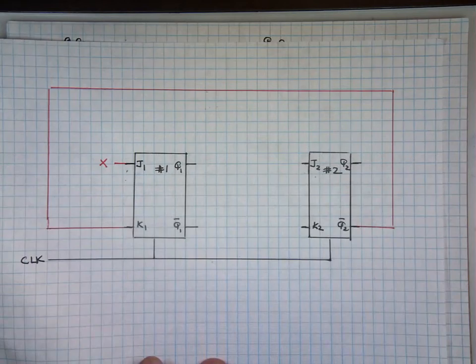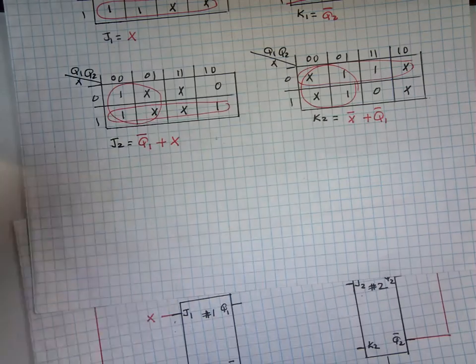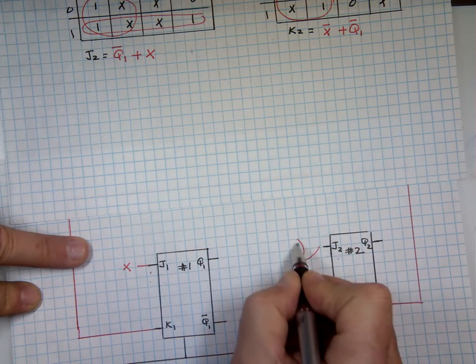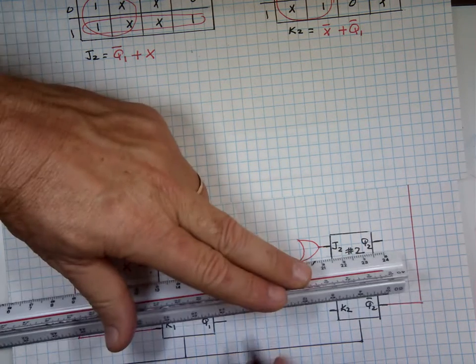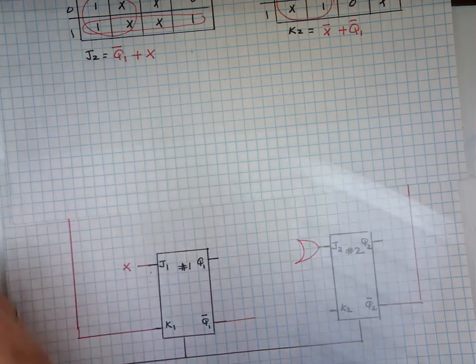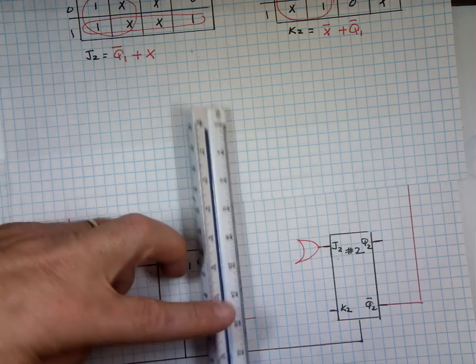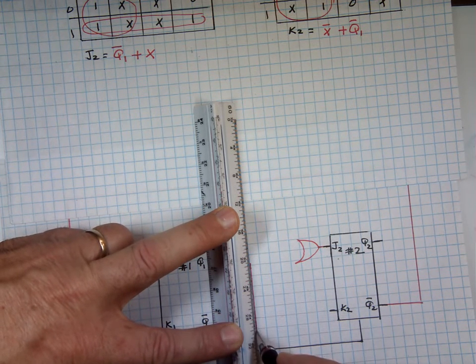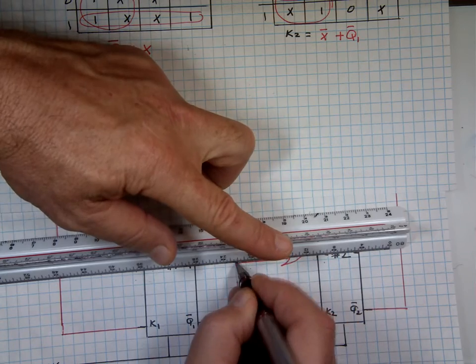What's J2? It's an OR gate. Come on. It's an OR gate. And what's going to it? Q1 naught and X. Q1 naught, that comes from here. I'm going to need it later for that one. So that's Q1 naught. And what else attached to it? X.